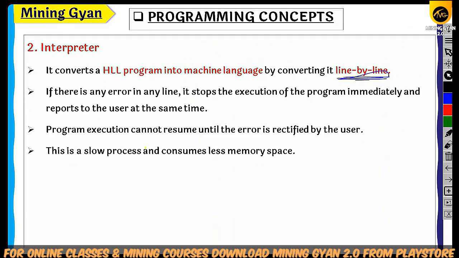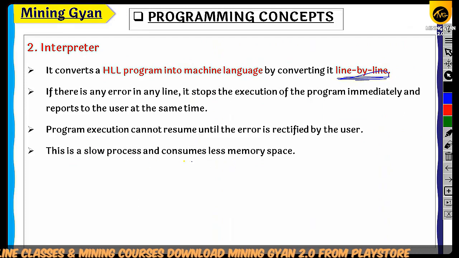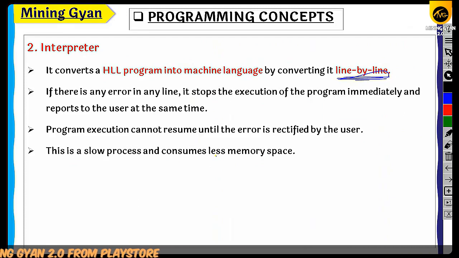This is a slow process and consumes less memory space. The process is slow, but it consumes less memory, so it can be run on any kind of computer CPU. But the process is slow because it checks each and every line of code one by one. That's why it takes more time. So it's time consuming, but uses less memory space.